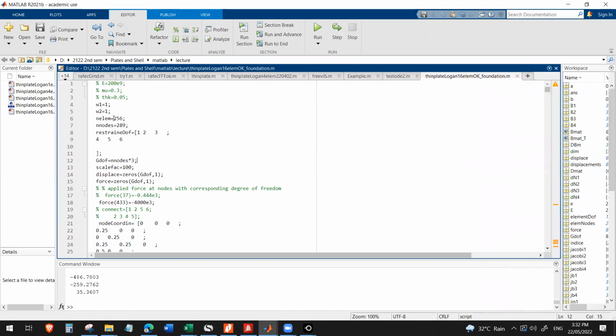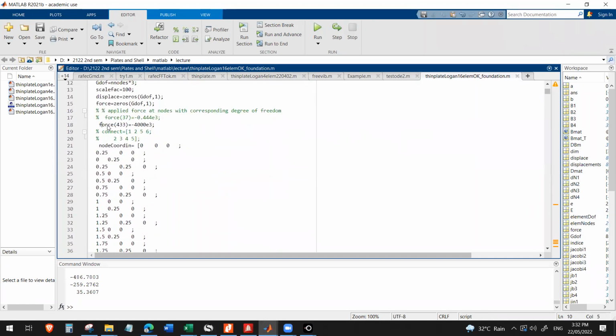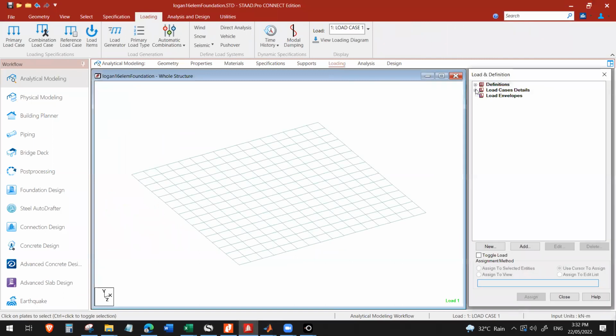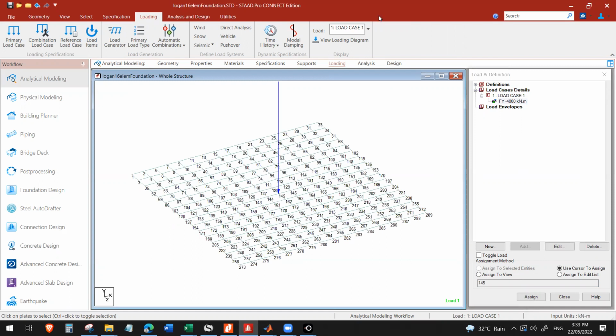Enlarge this, so I have 256, oh sorry, elements, 289 nodes. Ignore this. So my force is this one, Y433, because if you notice, the loading is applied at node 145. Okay, that's applied to node 145.